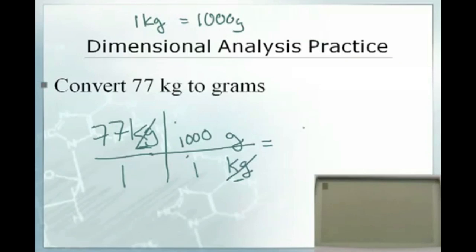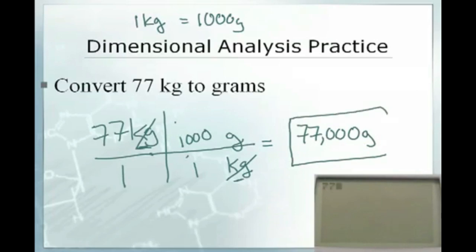And so that would be 77 times 1,000, which would be 77,000 grams. I don't even need a calculator. We multiply because the 1,000 is on the top and the 77 is on the top. So 77,000. That's pretty easy. Okay, all right. Let's do another.